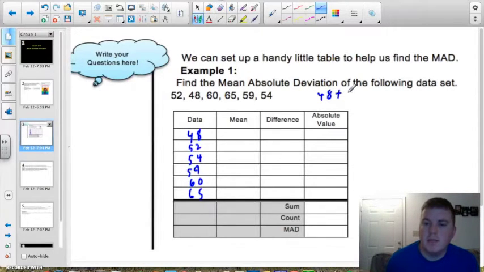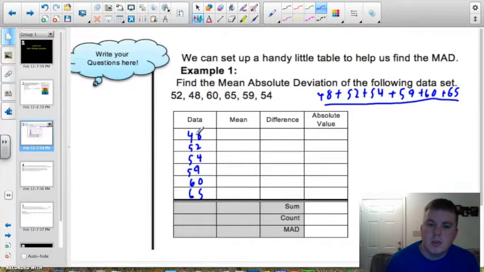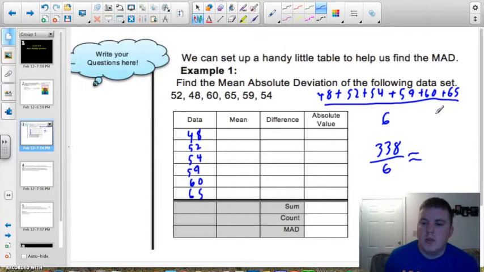So we're going to do 48 plus 52 plus 54 plus 59 plus 60 plus 65. And we're going to divide by the total number of numbers that we have, which is 1, 2, 3, 4, 5, 6. When I add all those numbers up, I'm going to get 338 divided by 6, which is going to give us a decimal. We're going to have to round a little bit. When we are working with the MAD, we're going to want to round to 2 decimal places. And so when you type this into your calculator, we're going to find that this is approximately equal to 56.33.